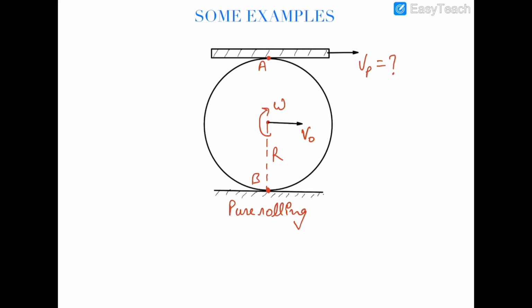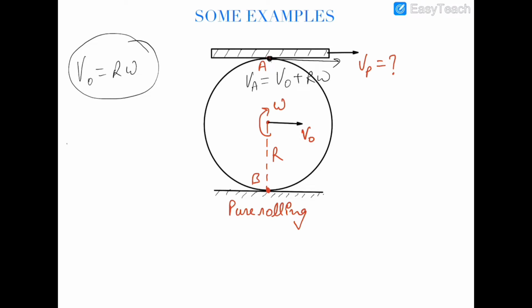Now we know that for pure rolling condition V naught will be equal to R omega, and in that case the velocity of this point A would be equal to V naught plus R omega. So VA will be equal to V naught plus R omega, and as we know that V naught and R omega are equal, this is 2 V naught.